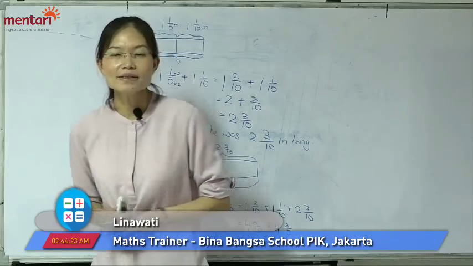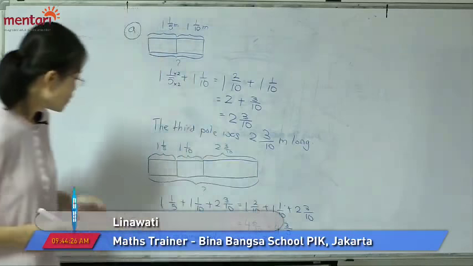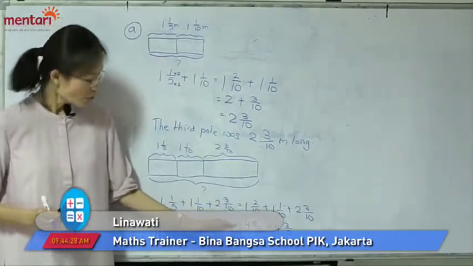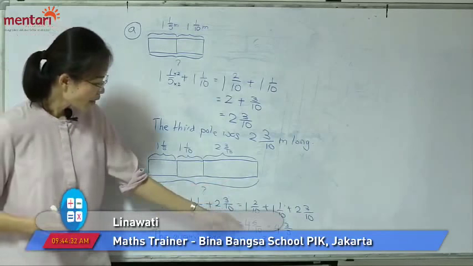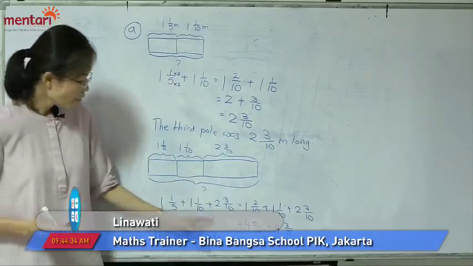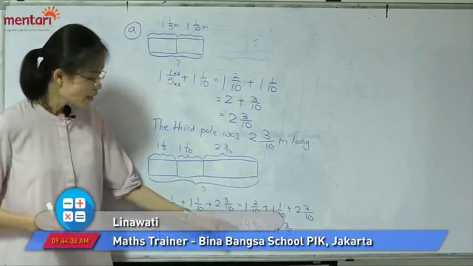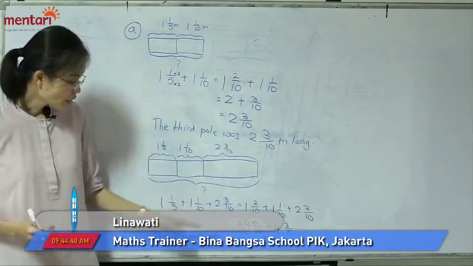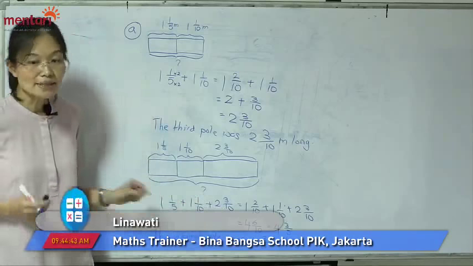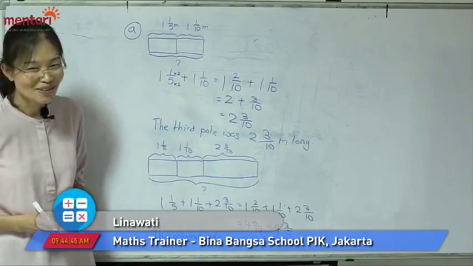And there are many ways to check the answer. So if you are using addition, you can work backwards to check whether your answer is correct or not. If you are using addition, then you can use subtraction. 4 3/5, take away 2 3/10, and then take away 1/10. Does it give you 1/5 or not? Okay?